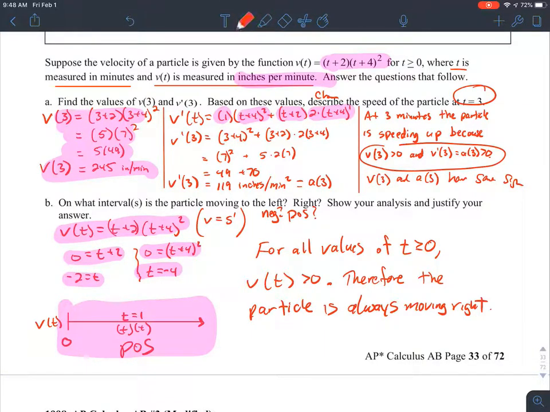If I put a test point like 1 into this and this, I'm going to get a positive times a positive, which means the velocity is always positive. If it's always positive, it means it's always going to the right and never going to the left. For all values of t greater than or equal to 0, the velocity is bigger than 0. Therefore, the particle is always moving right.